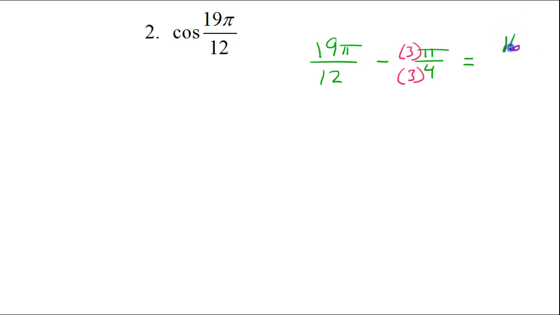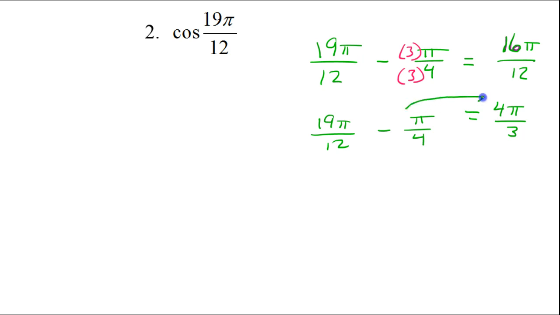That's going to equal 16 pi over 12. This reduces down to 4 pi over 3. Both of these are divisible by 4. So this is a special angle, so we are good. So that means we have 19 pi over 12 minus pi over 4 is equal to 4 pi over 3.